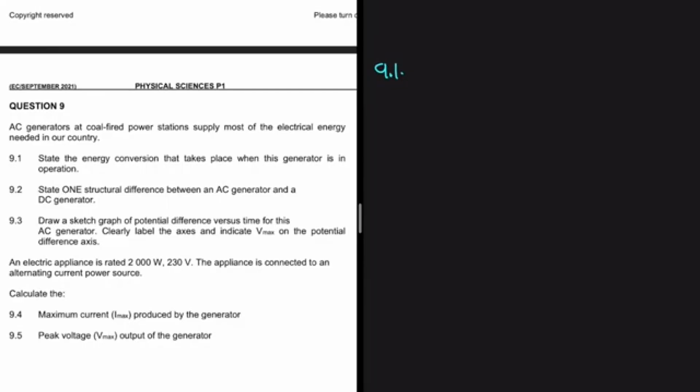So for an AC generator, the energy conversion is mechanical energy to electrical energy. And the same is true for a DC generator. All generators convert mechanical energy to electrical energy. Then all motors convert electrical energy to mechanical energy.